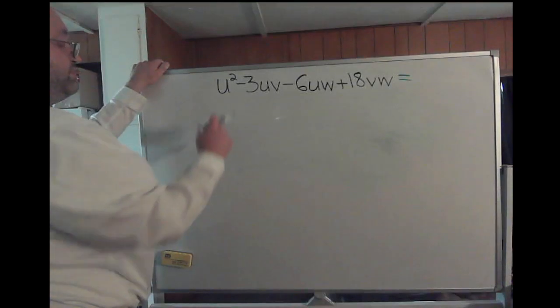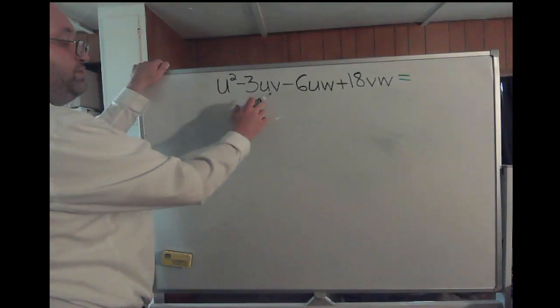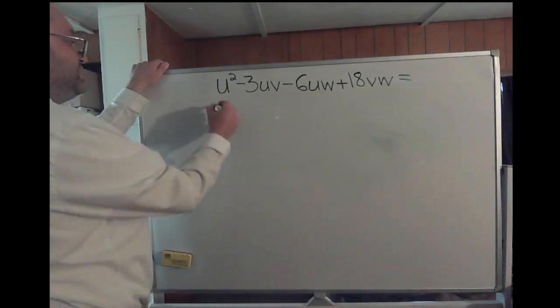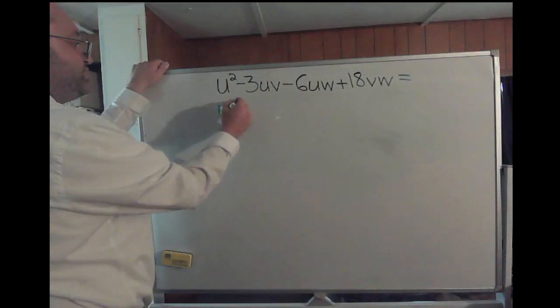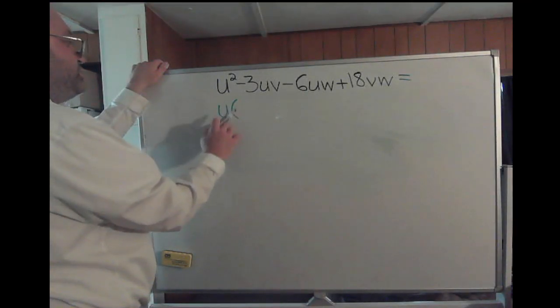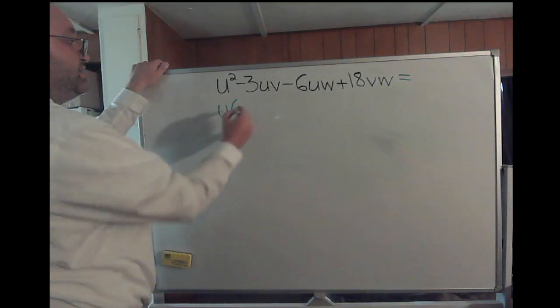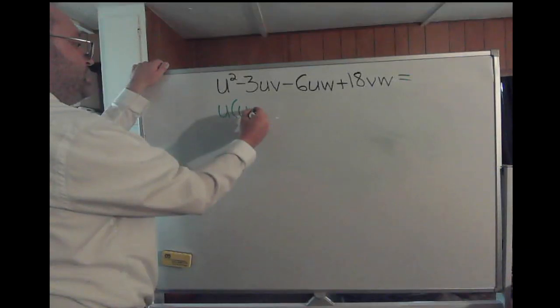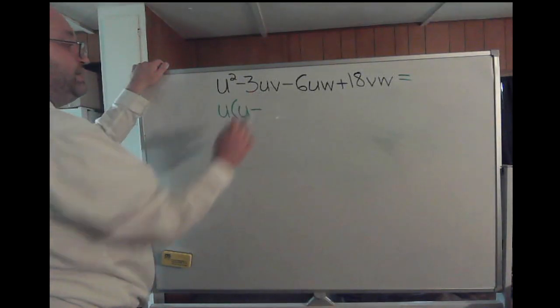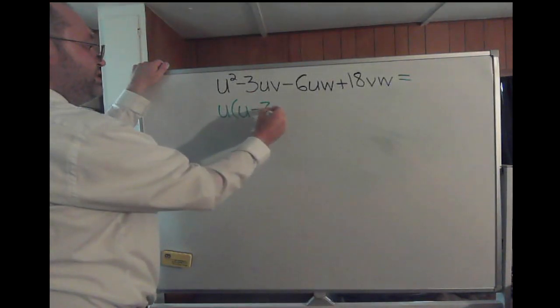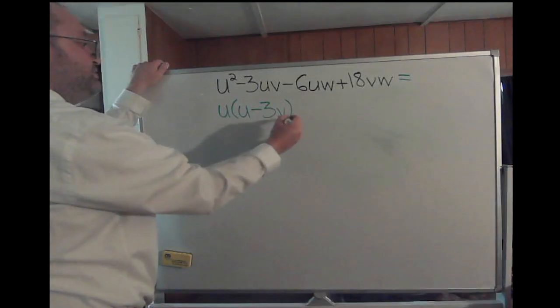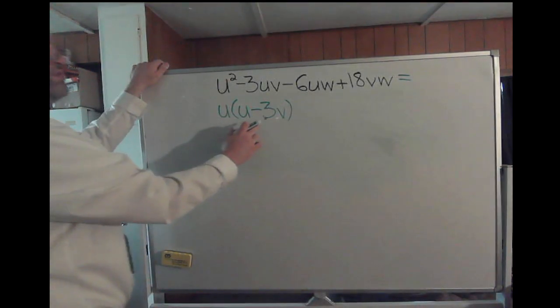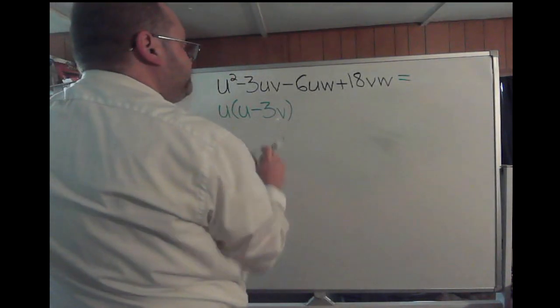You factor out u squared and 3uv, what's the common factor? Definitely a u. So factor out your u. U times what equals u to the second? That'd be u. Minus u times what equals 3uv? Well, that'd be 3v. So far we have u times the quantity of u minus 3v.